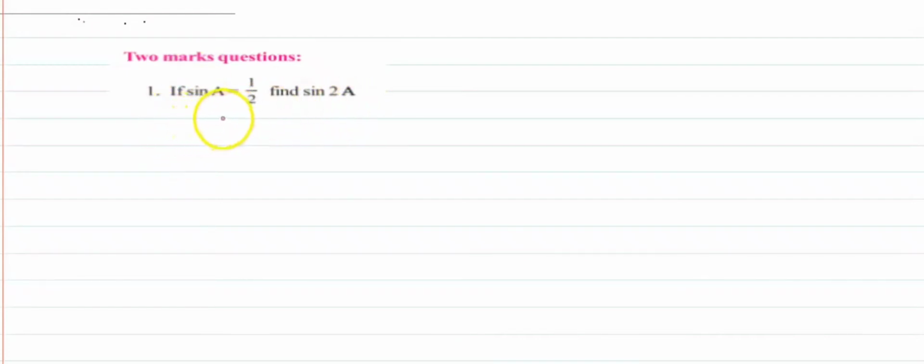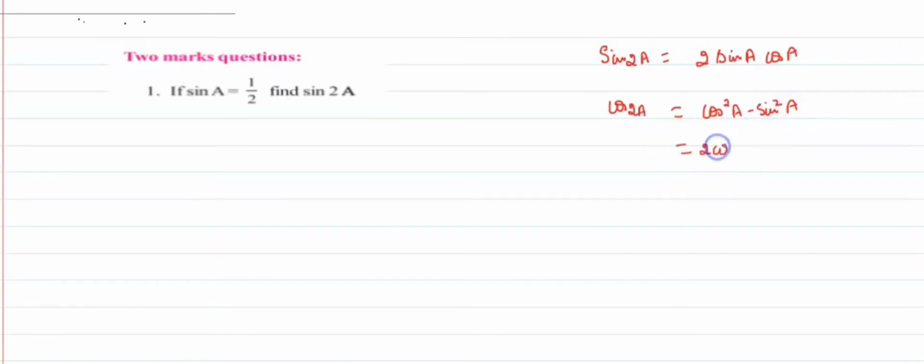In the earlier video, we have learnt the multiple angles: the sin 2a formula, cos 2a and tan 2a, and the sin 3a and cos 3a formulas. Just we will recall it before solving the problems. The formula for sin 2a is 2 sin a cos a. Similarly, for cos 2a you have three formulas. One is cos square a minus sin square a. The other one is 2 cos square a minus 1, and the third is 1 minus 2 sin square a.